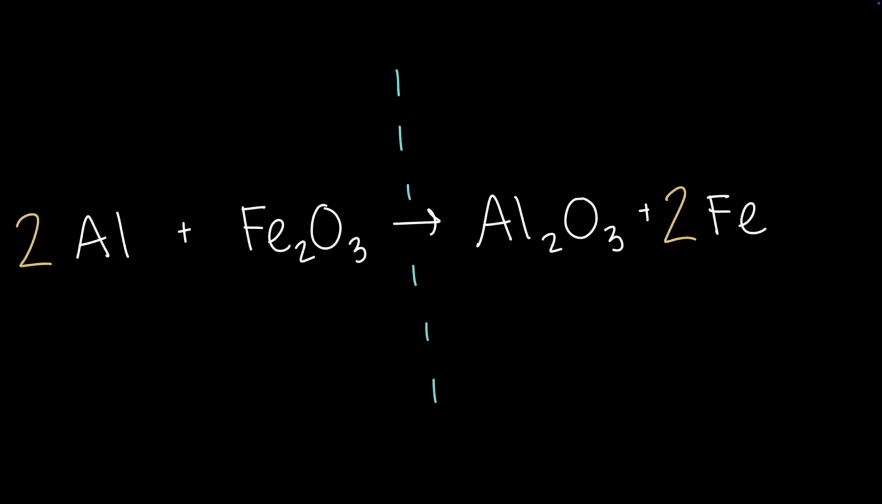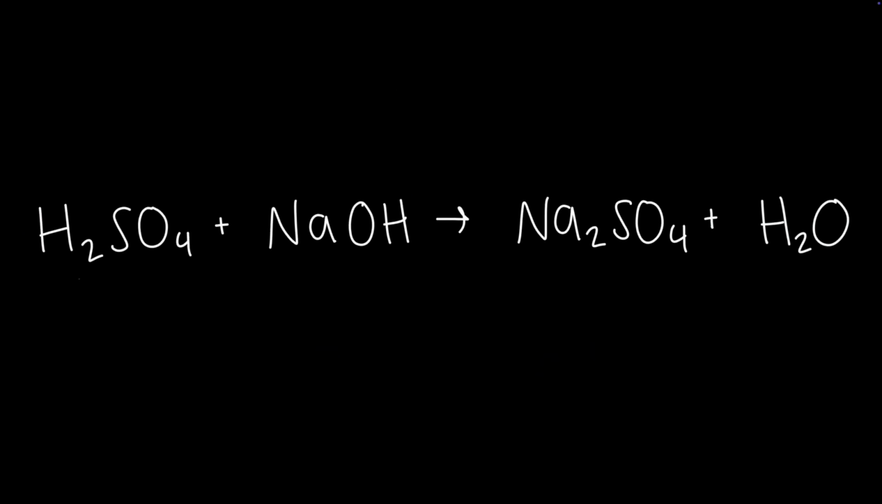We can recheck all elements. Aluminum has 2 on each side, iron has 2 on each side, and oxygen has 3 on each side. The equation is now balanced. The next equation is H₂SO₄ plus NaOH creates Na₂SO₄ plus H₂O.